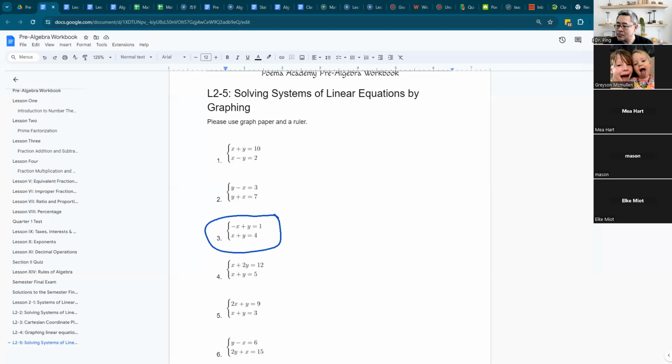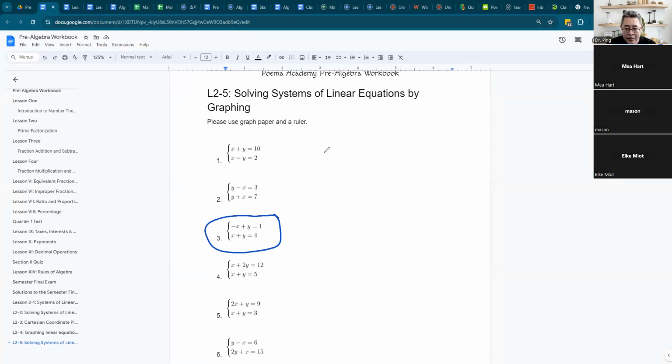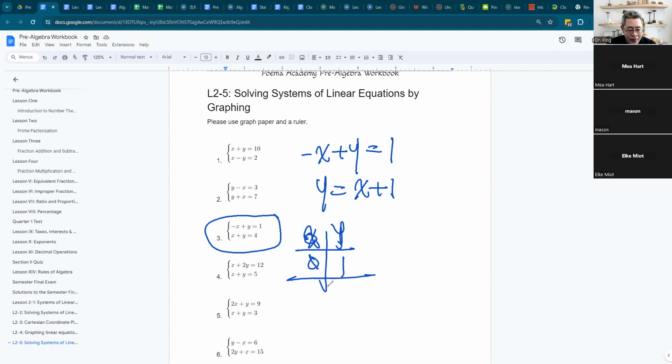Ones. 0.5. Is it 1.5, 2.5? Yep. Very good. Very good. So we got, oh, so negative x plus y equal to 1. So y is x plus 1. Then we got 0, 1. Oh, sorry, x, y. Then x is 0, y is 1. Then we can say x is 2, y is 3.